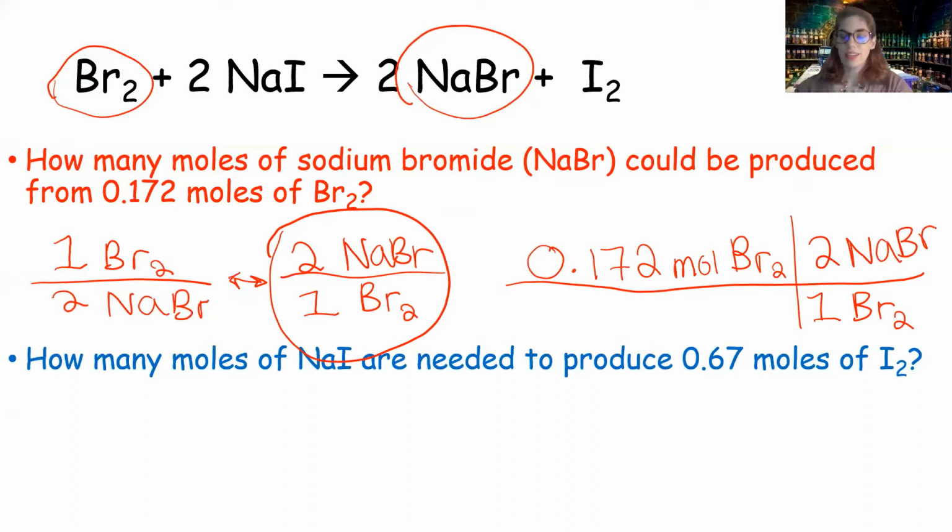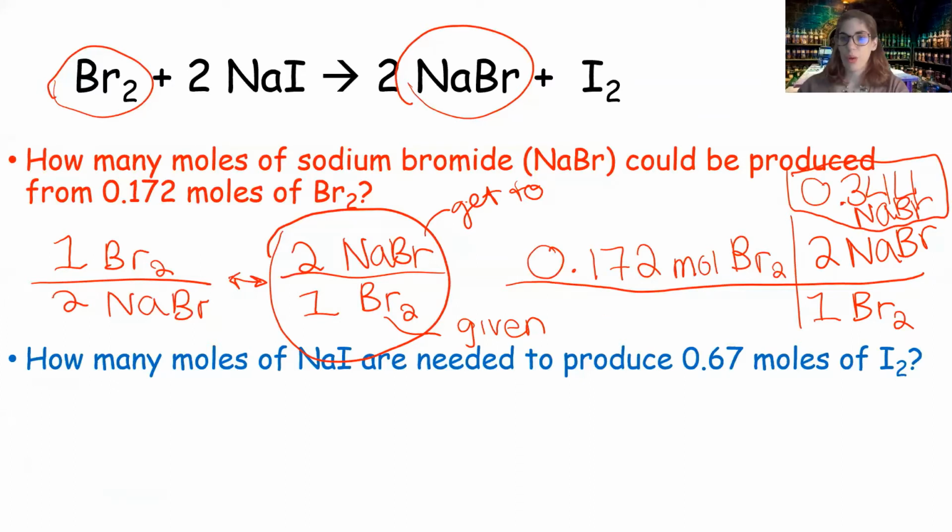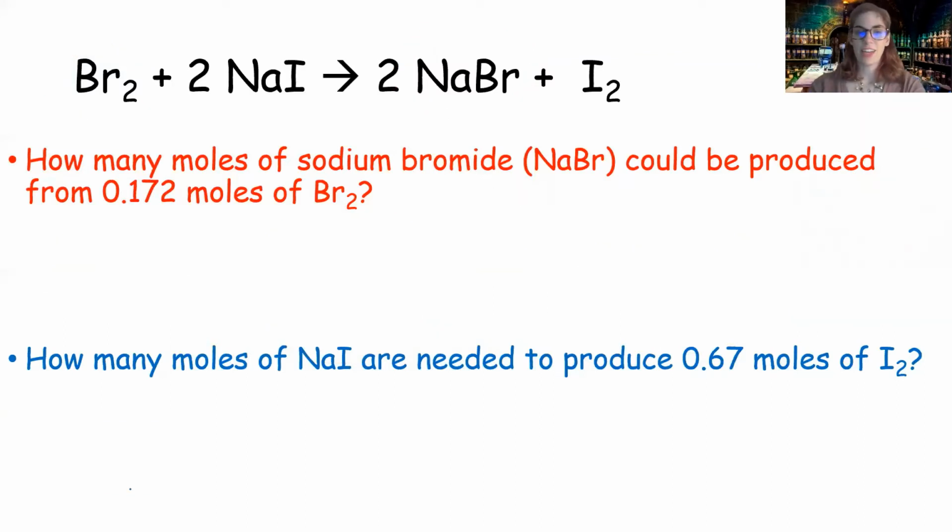Whenever you're trying to decide the conversion factor, you always put what you're given on the bottom and what you're trying to get to on the top. That's how you decide what conversion factor to use. If I were to plug this into a calculator and say 0.172 times 2, that's going to give me 0.344 as my final answer. Now let's take a look at the second problem.